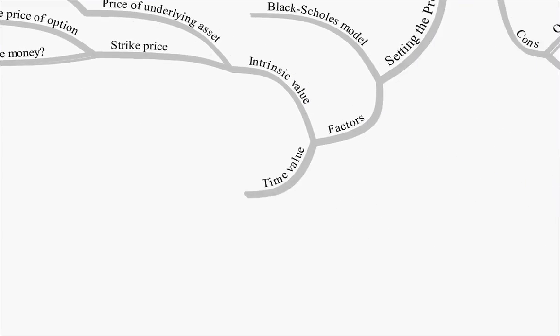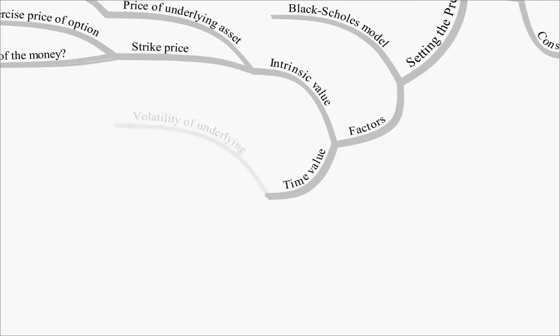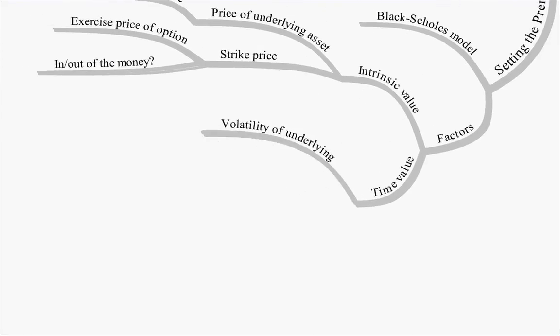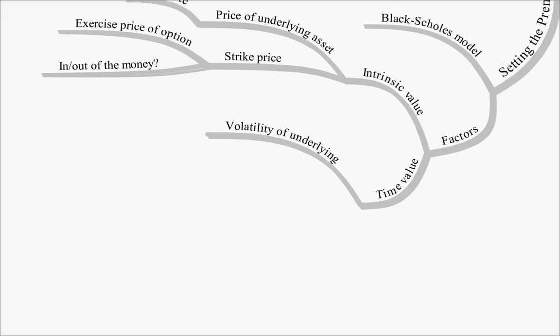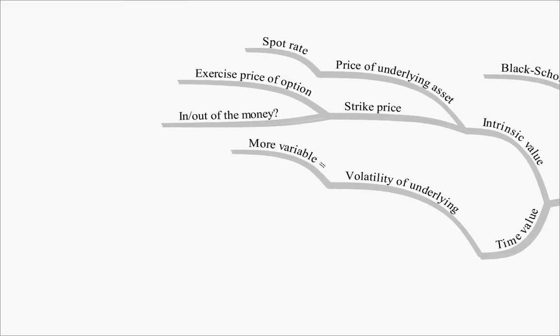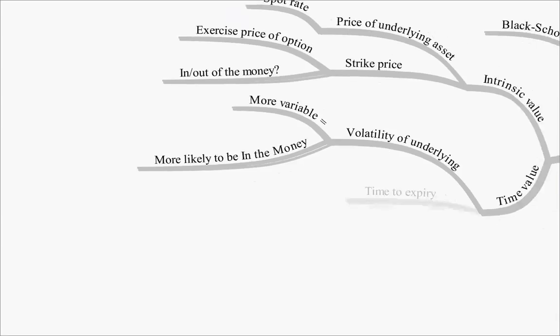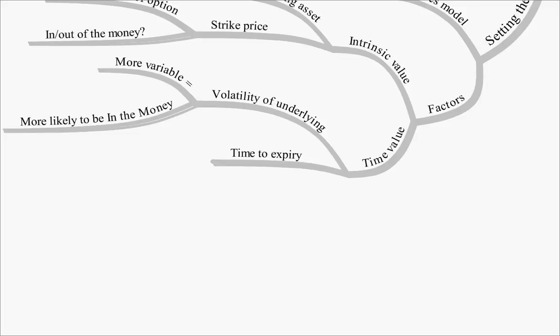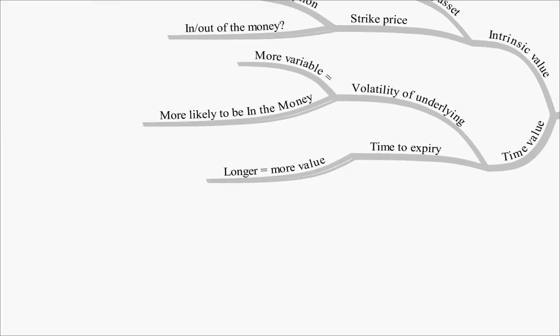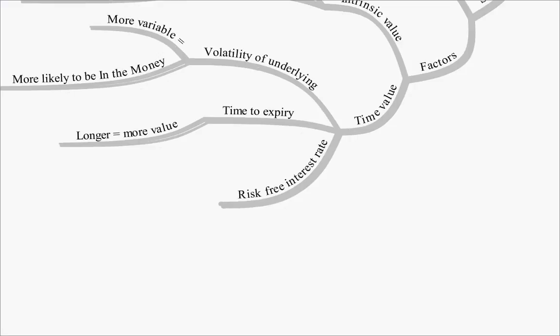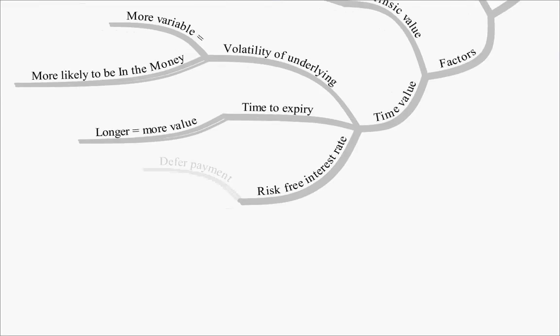The other element to the Black-Scholes model is the time value of the option. This will take in the volatility of the underlying, i.e. how much does the price of that underlying asset go up and down on a daily basis. The more variable that underlying asset is, the more likely your option is to be in the money, and therefore the higher the value of your option. Also, the time to expiry of your option will be a factor. The longer time it is to expiry, the more value your option will have, again because it's more likely to come into the money.